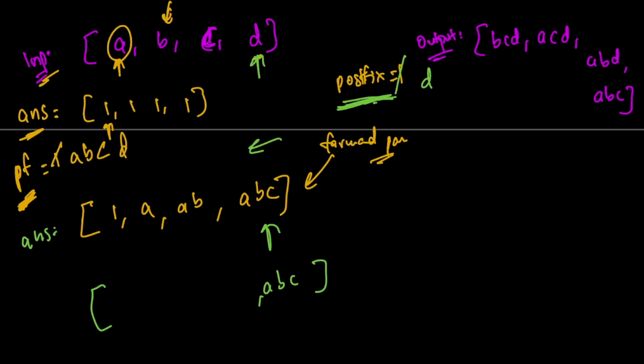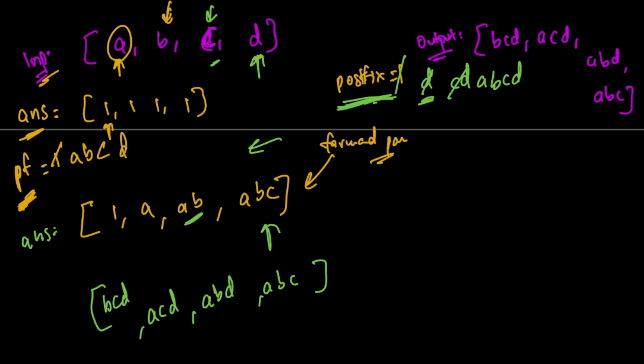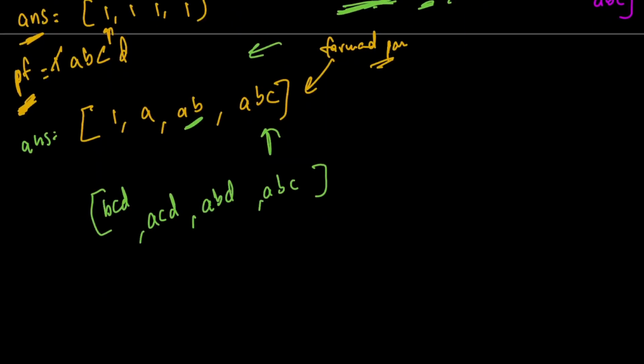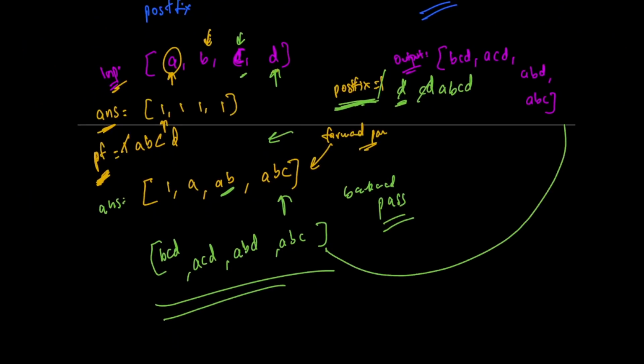Similarly, I'd multiply my answer with the postfix. I get ABD. I update my postfix with the current number, which is C. So I get CD. Moving on, I multiply my answer with the postfix, which gives ACD, and I multiply my postfix with the number in the current input, which would be BCD. And then I update this value with BCD, and this returns ABCD. So after the backward pass, this is the output, and this output matches our expected output.